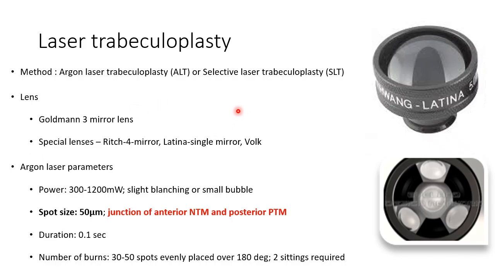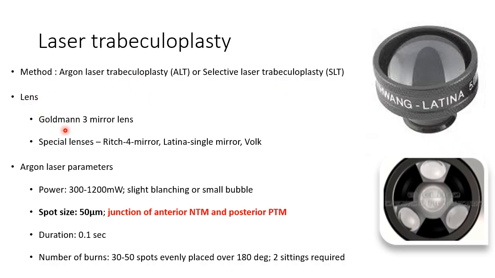Now, just a few more slides, a very basic idea of lasers and glaucoma. The technical word is laser trabeculoplasty. It is of two types: argon laser trabeculoplasty or selective laser trabeculoplasty, and more recently there is micropulse laser trabeculoplasty or MLT, in which, instead of a continuous laser, short pulses of laser are used. So less collateral damage happens. That's one recent advance in lasers.